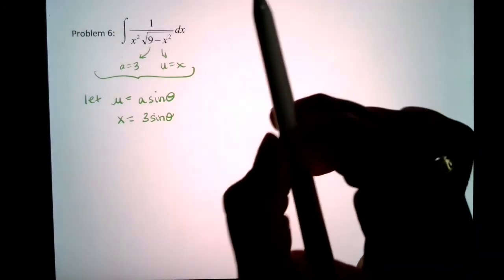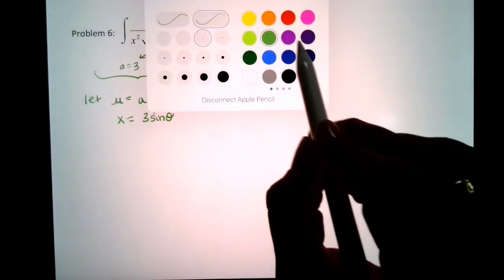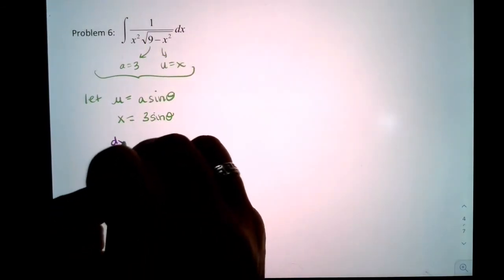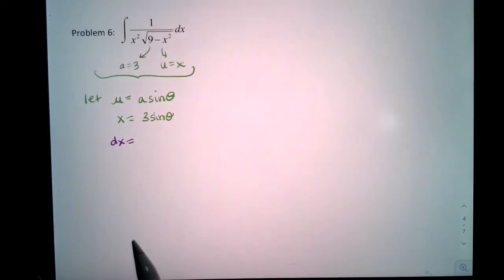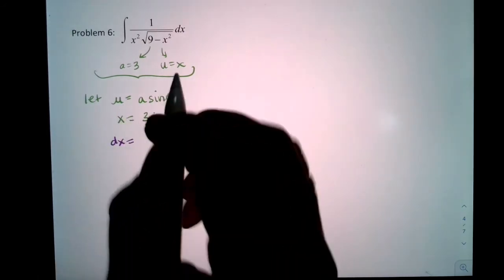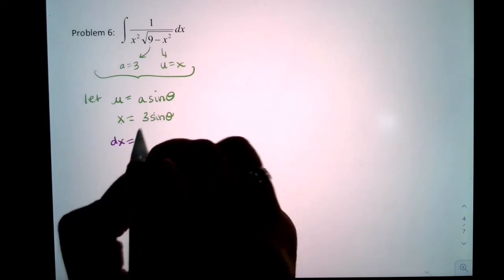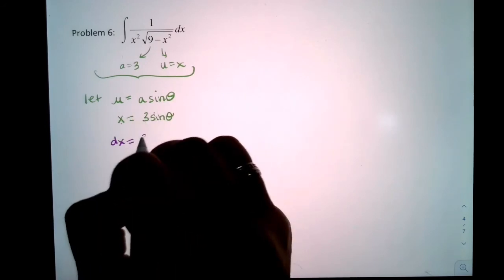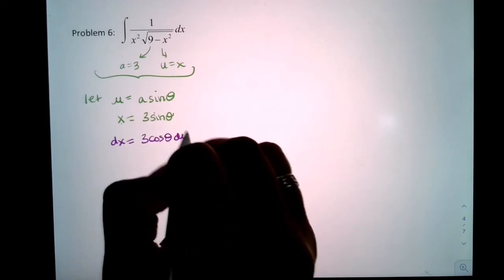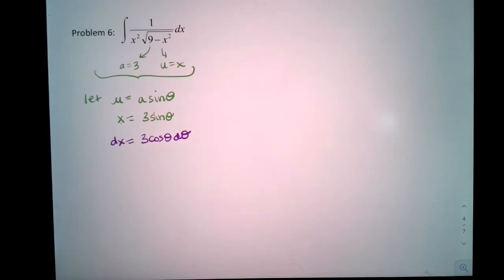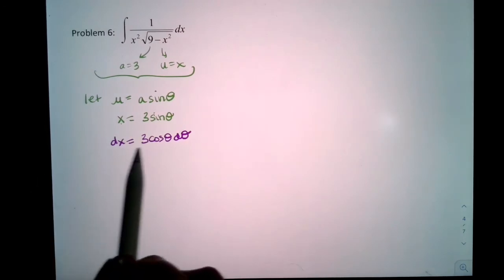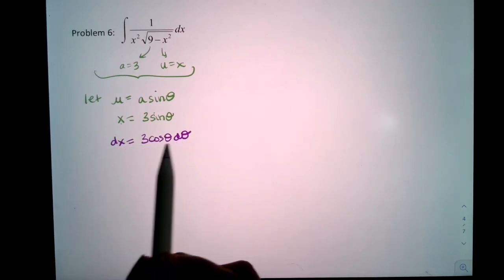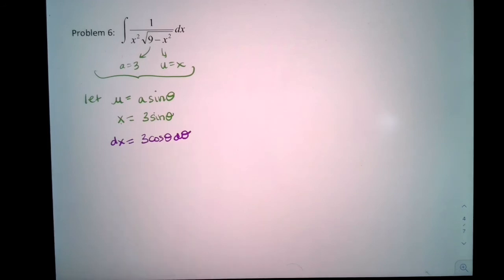Before I actually make the swap, however, I do want to be really clear that there is a follow-through that I'm going to need. I just do it right here. If x equals 3 sine theta, then dx, the derivative of x, I'm going to take the derivative here, equals 3 cosine theta d theta. I do that right away so that I don't forget. That is the number one thing that students will forget. They will forget to replace the dx.